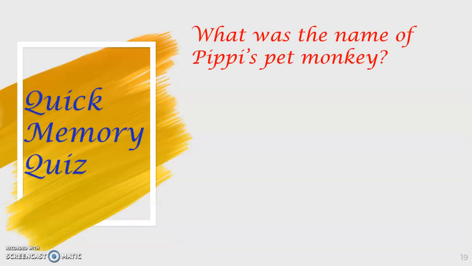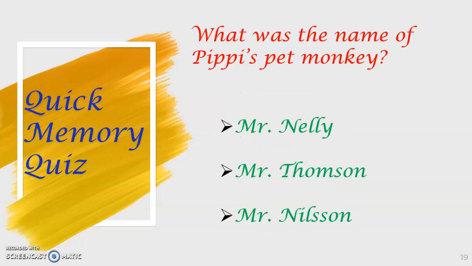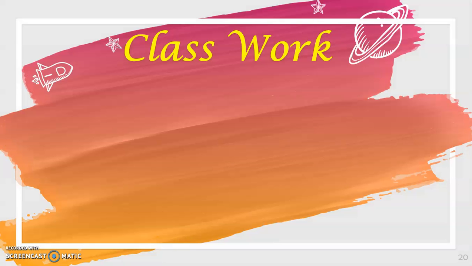Again, another quick memory test. So what was the name of Pippi's pet monkey? Mr. Nelly, Mr. Thompson, or Mr. Nilsson? Quick, think again. Yes, it's Mr. Nilsson. Well done, boys.